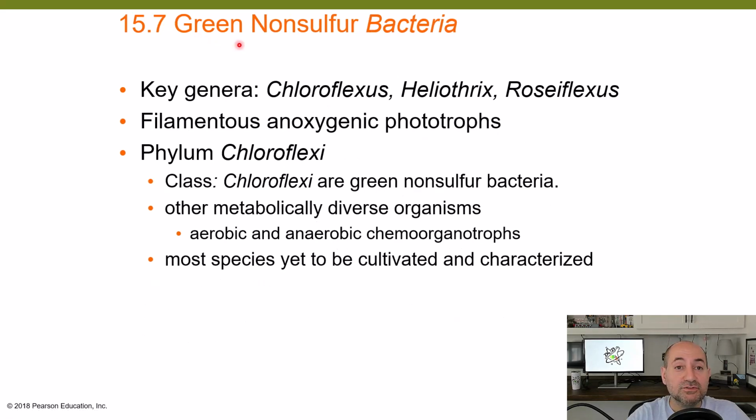And lastly, for the phototrophs, let's discuss the green non-sulfur bacteria. Here are some key genera. And by the way, when I say here are some key genera, you don't have to memorize these key genera for my class. But these are the different genera who are considered to be functionally green non-sulfur bacterium. They tend to be filamentous, anoxygenic phototrophs. So filamentous in their shape, their morphology. Anoxygenic, meaning they do not produce oxygen.